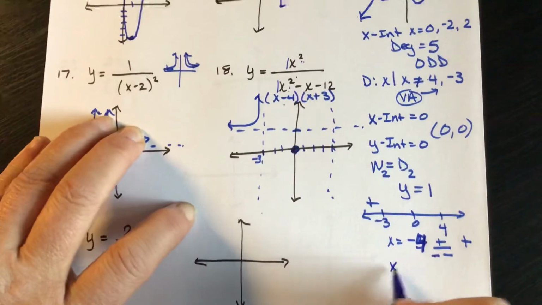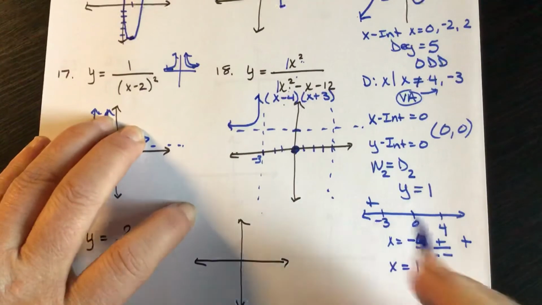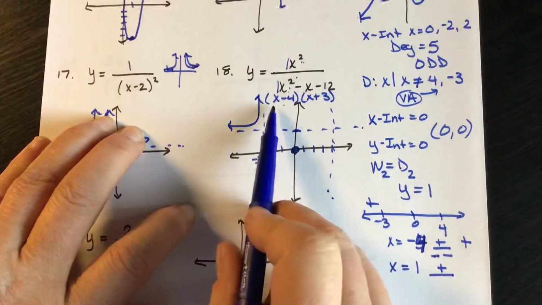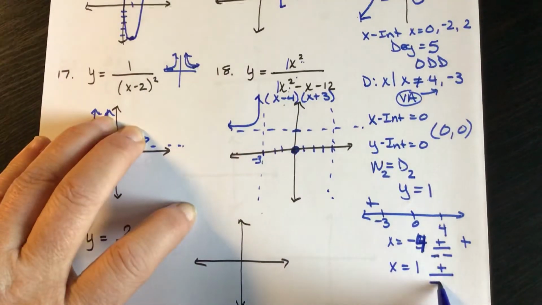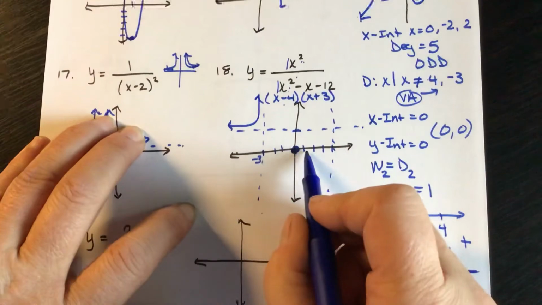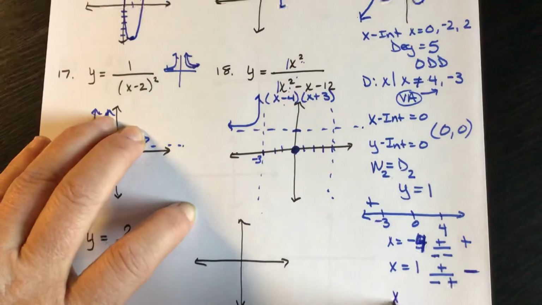So let's choose x equals 1 here. If I plug in 1 on the top, I get a positive. 1 minus 4 is negative, and 1 plus 3 is positive. So this area right here is negative. And I did that for 1. Let's do it for negative 1 as well.